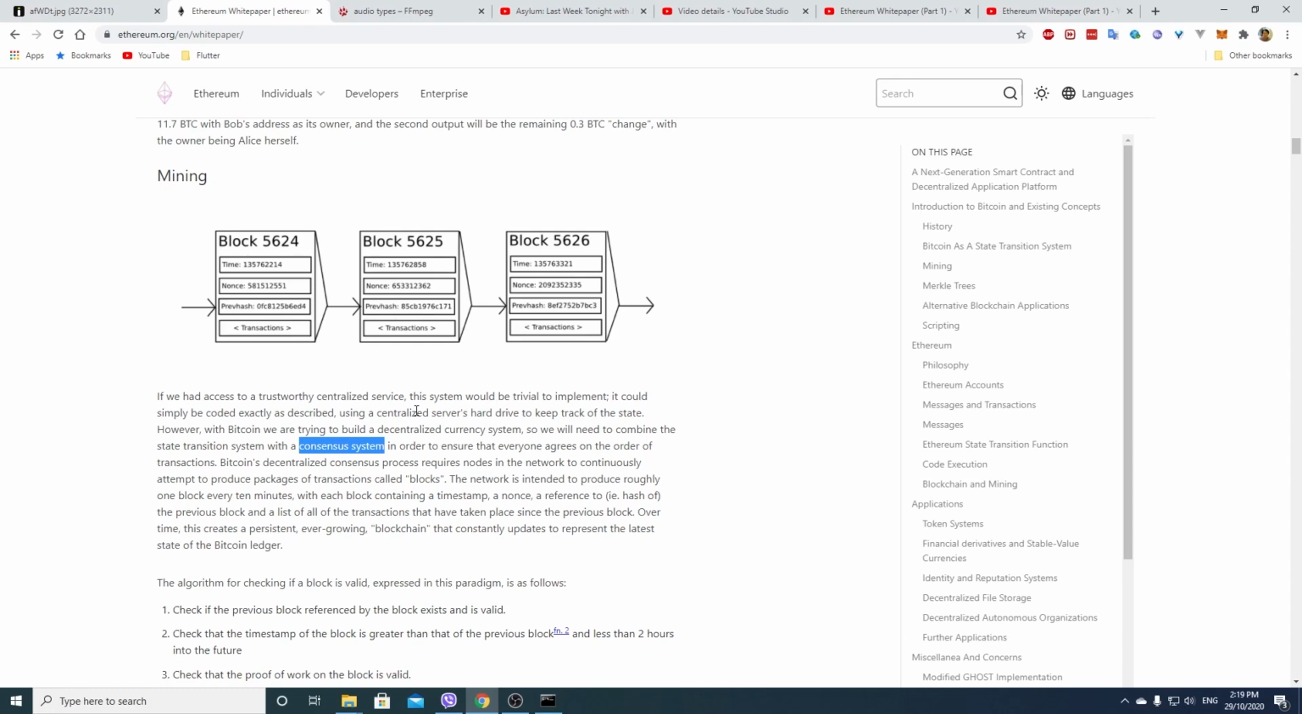So if I spend a coin and I pay somebody, and then that somebody wants to pay somebody else, then it's important that my transaction goes before his transaction. So that is about ordering, right? So in order to ensure that everyone agrees on the order of transactions, Bitcoin decentralized consensus process requires nodes in the network to continuously attempt to produce packages of transactions called blocks.